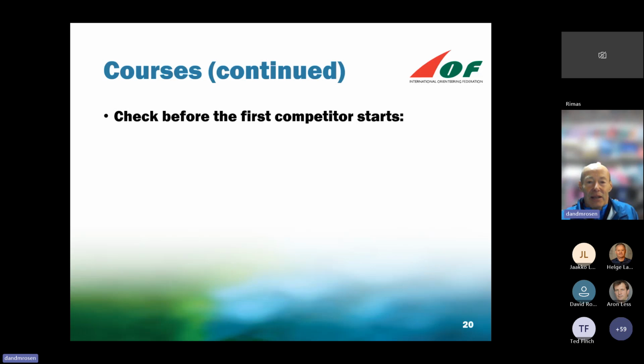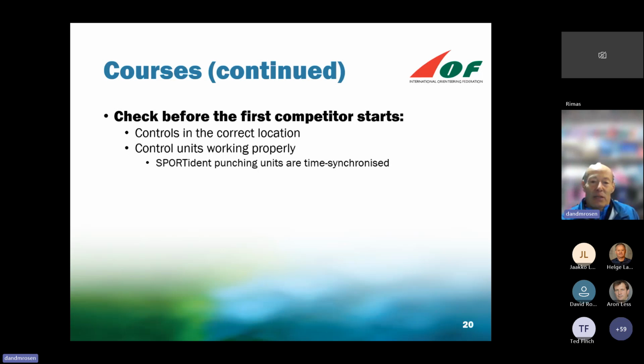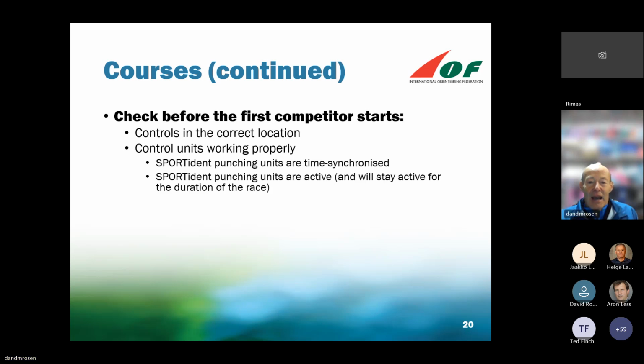So there's quite a lot of checking that needs to be carried out before the first competitor starts. Check that the controls are in the correct location, obviously. Check that the control units are working properly. And with SportIdent, that means that the punching units are time synchronized and also that they're active and will stay active for the duration of the race. Because typically, SportIdent punching units are inactive and have to be woken up by punching them. And then they'll stay awake for a set period of time until nothing's happened for a bit, and then they'll go back to sleep again.